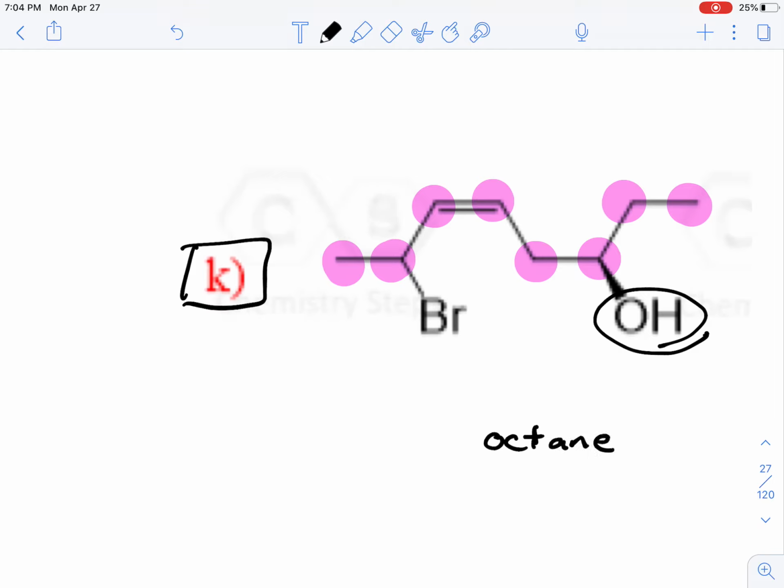Okay, so 8 carbons. But before I ink that, notice that there's a double bond. And so it's not going to be octane, it's going to be octene. But before I ink that in, notice that there's an alcohol. So it's not octene, it's going to be octenol.